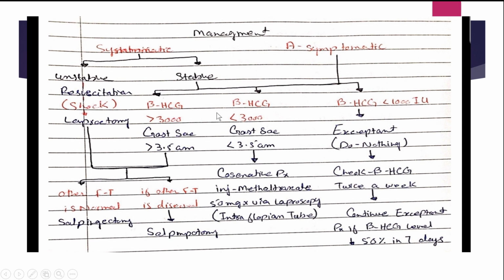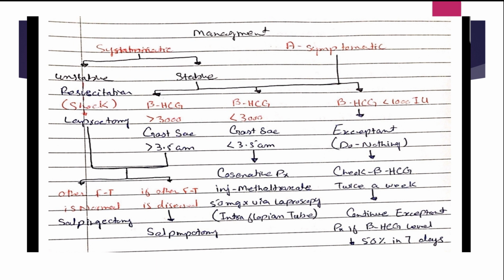If the beta HCG level is more than 3000 and the gestational sac size is more than 3.5 centimeters, then you have got two options. These two options: you can do a laparoscopy and remove the ectopic pregnancy. Before that, you need to check the beta HCG levels. If one fallopian tube is normal, then remove the ectopic pregnancy in the other fallopian tube. Then you need to remove the whole tube.